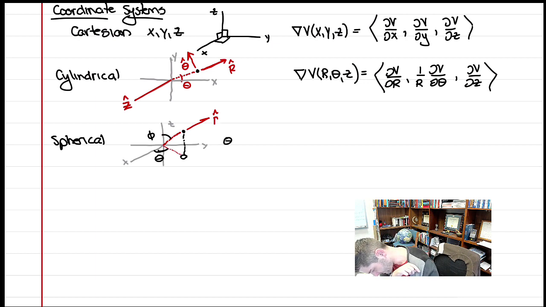So then θ is called the azimuth, or again, you can think of that as latitude on the Earth, and then φ is the altitude, or longitude on the Earth.